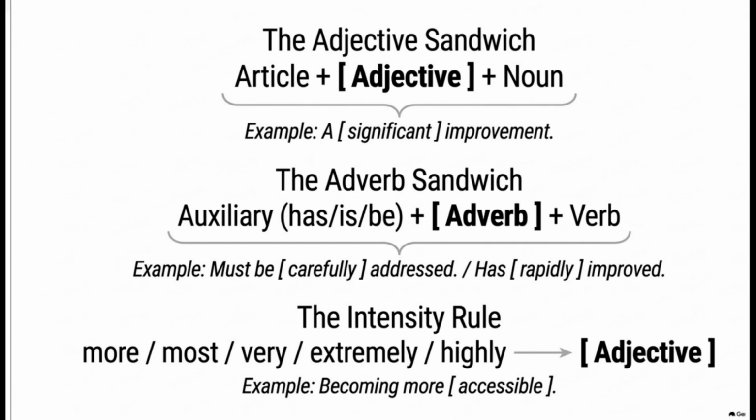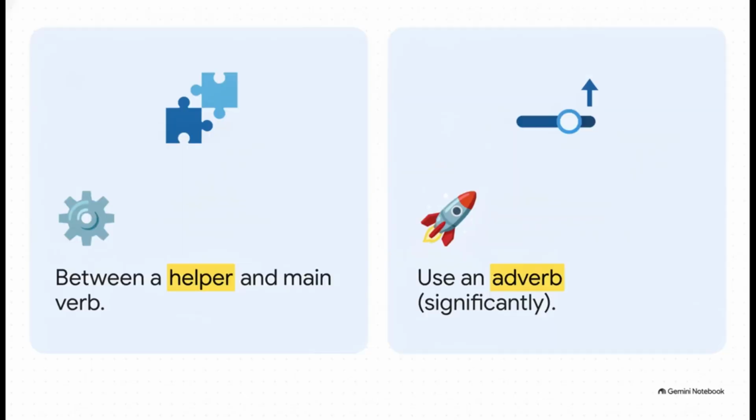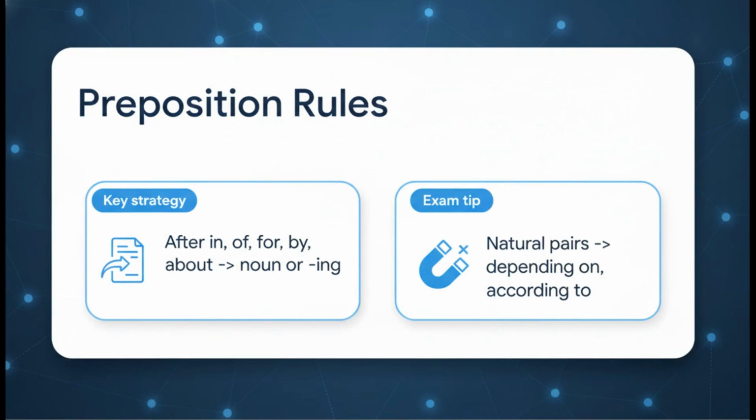Now, an adverb, which usually ends in ly, describes an action. It slots perfectly between a helper verb and a main verb. Consider this phrase, has blank transformed. Has is the helper verb. Transformed is the main action verb. So, what goes in the middle? An adverb. Has significantly transformed. If you see this helper and main verb sandwich in the exam, do not guess. Just hunt for the ly word to fill that gap.